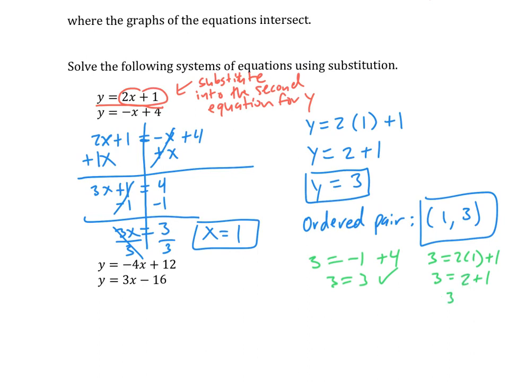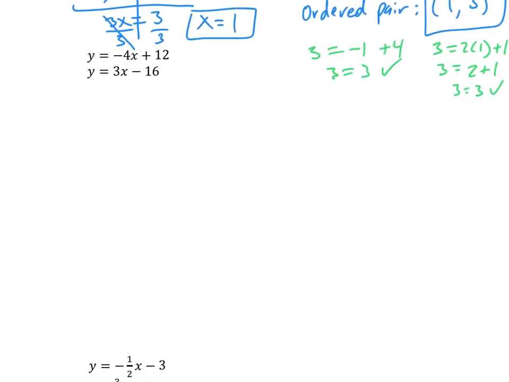2 plus 1, 3 equals 3. Okay, and because both of those equations give us true statements, 3 is equal to 3, we know that this is going to be our solution. All right, let's look at another example here.